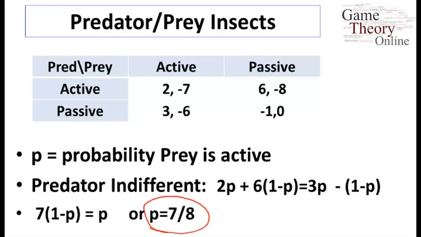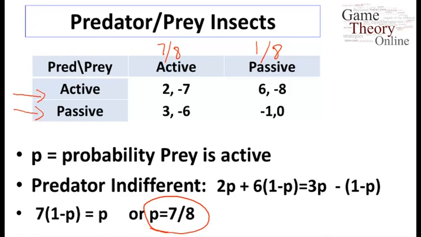So that tells us in order for the predator to be indifferent between playing active and passive, so to be willing to put probability on both, then the prey is going to have to play 7/8 on active and 1/8 on passive. So we have solved for what the prey's strategy has to look like in a mixed strategy equilibrium in order to keep the predator indifferent.